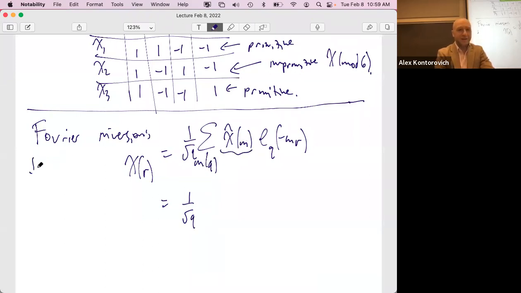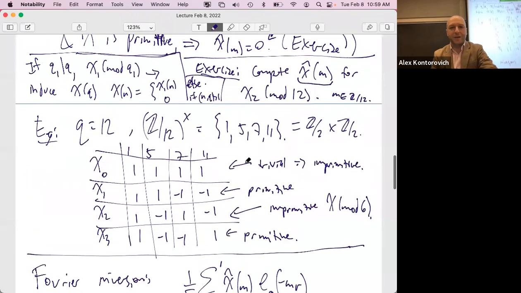So if chi is primitive, then this is 0 unless M is coprime. So I can put a prime here. And you can factor. And if M is coprime, we showed that this factors as chi of M bar times, let's see, is it root Q? Is it root Q times the Gauss sum or 1 over root Q times the Gauss sum?